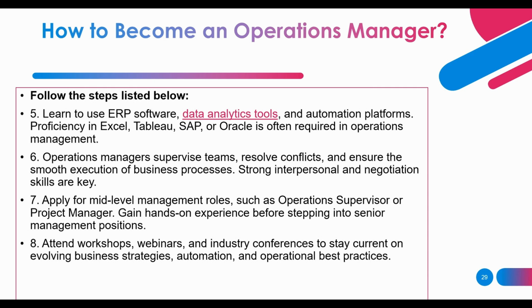And 6, operation managers supervise team, resolve conflict, and ensure the smooth execution of business processes. Strong interpersonal and negotiation skill are key. 7, apply for mid-level management roles such as operation supervisor or project manager. Gain hands-on experience before stepping into senior management position. 8, attend workshop, webinar, and industry conferences to stay current on evolving business strategy, automation, and operation best practices.